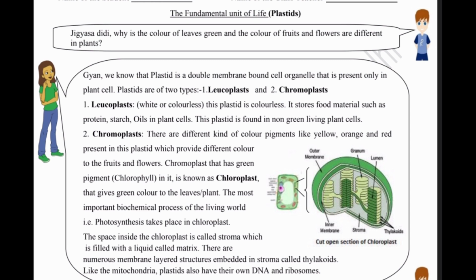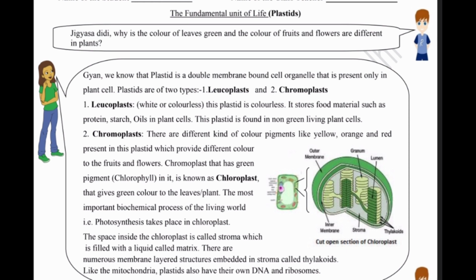Leucoplast, white or colorless. This plastid is colorless. It stores food material such as protein, starch, oils in plant cells. This plastid is found in non-green living plant cells. Chromoplast. There are different kinds of color pigment like yellow, orange and red present in this plastid, which provide different color to the fruits and flowers.